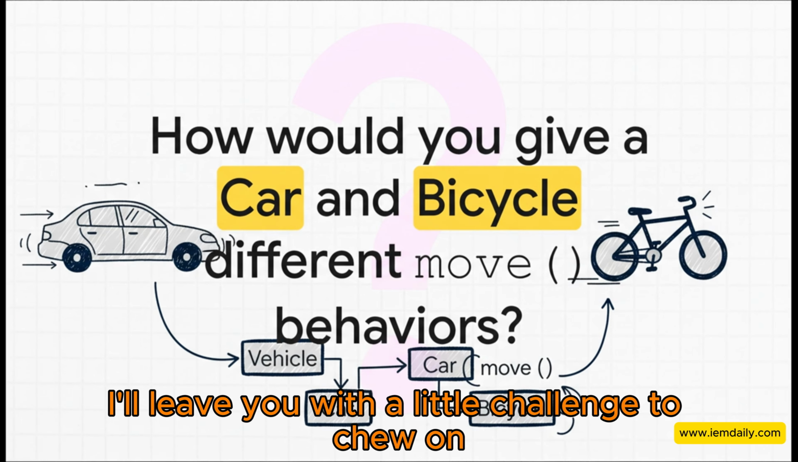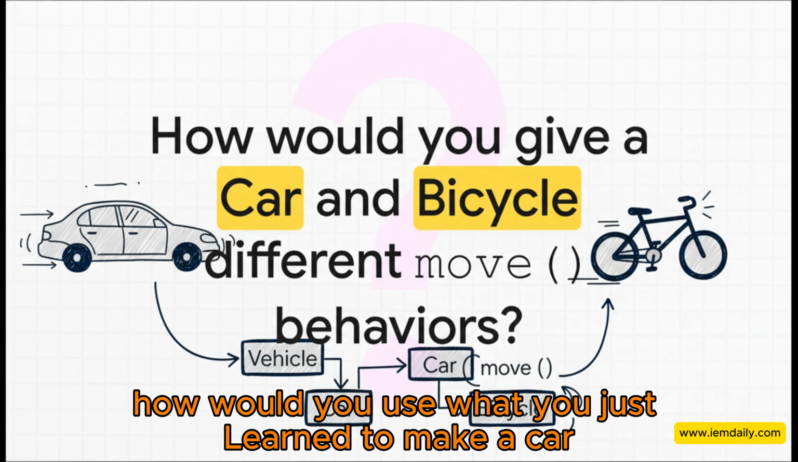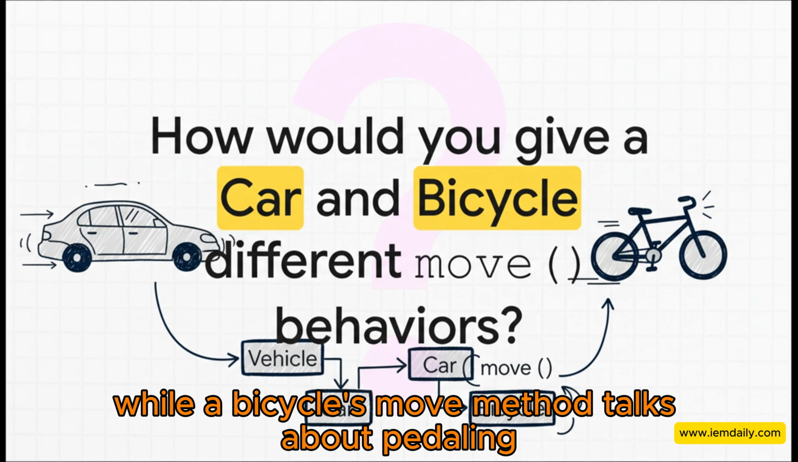I'll leave you with a little challenge to chew on. Think about a general Vehicle class with a move method. How would you use what you just learned to make a Car object's move method talk about driving, while a Bicycle's move method talks about pedaling?